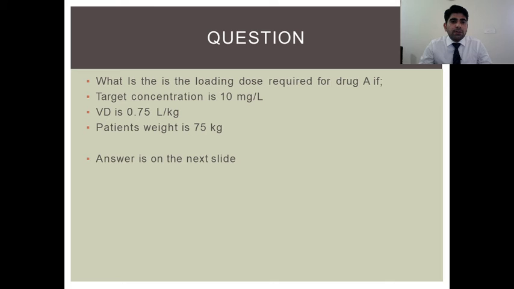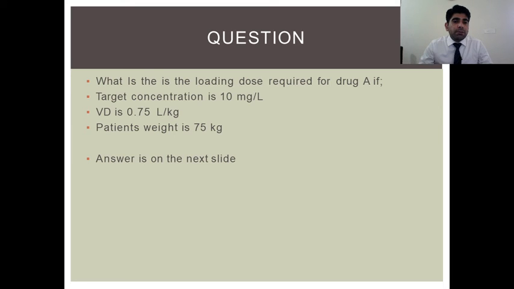What is given here? The targeted concentration, meaning the plasma drug concentration that is required to be maintained, is 10 mg per liter. Next is the volume of distribution, here 0.75 liters per kg. Please keep in mind that the units are liters per kg. Next, the patient weight is 75 kg.